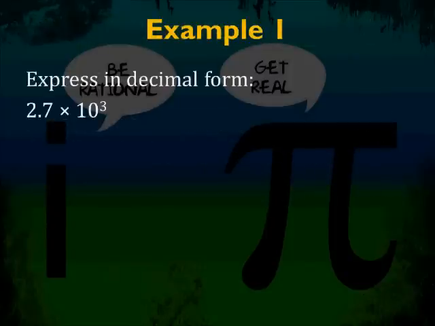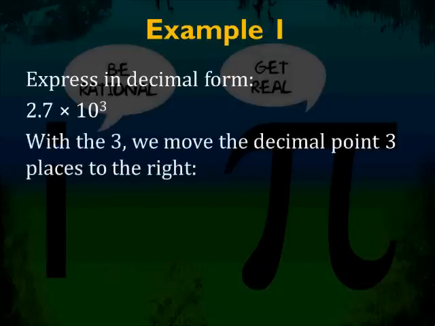Let's go to example 1. We're going to express this in decimal form, 2.7 times 10 cubed. So this is already in scientific notation. The 2.7 is between 1 and 10, and of course you have a power of 10. Whenever you use scientific notation, you're going to move the decimal point the number of exponent spaces to the right. So for the 2.7 you stick a couple zeros at the end, 0, 0, and you move the decimal point to the right, from between the 2 and the 7 all the way out here. 2.7 times 10 cubed is 2700.